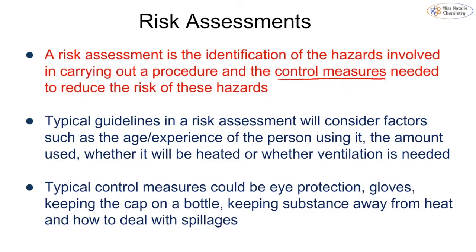Specific control measures will be the basic things that you'll know already, so eye protection, goggles, wearing gloves, and using lab coats, but also simple things, keeping the substance away from heat if it's flammable, making sure to keep the cap on a bottle if something is corrosive because we don't want it spilling, or if something does spill, how do we deal with the spillage? That also has to be put in a risk assessment. A lot of times it's not as easy as to just simply wipe it up and throw it away. Sometimes some things need to be neutralised or mixed with another chemical before they can be disposed.